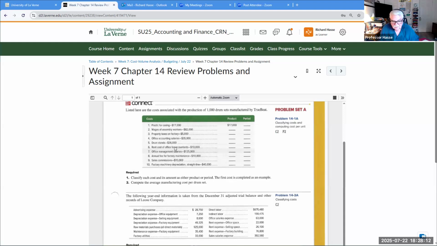Rent cost of office for the accountants, $10,000. Again, no mention of factory, no mention of production. I assume this is a period cost having to do with paying the rent for where our bean counters all hang out. $10,000 period cost. Office management salaries. Now, here we go. This is where all the high rollers make their money. Office management salaries, $125,000. Period costs.